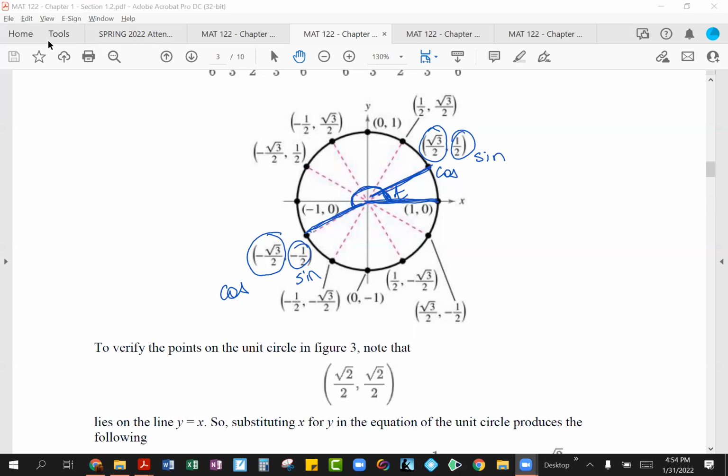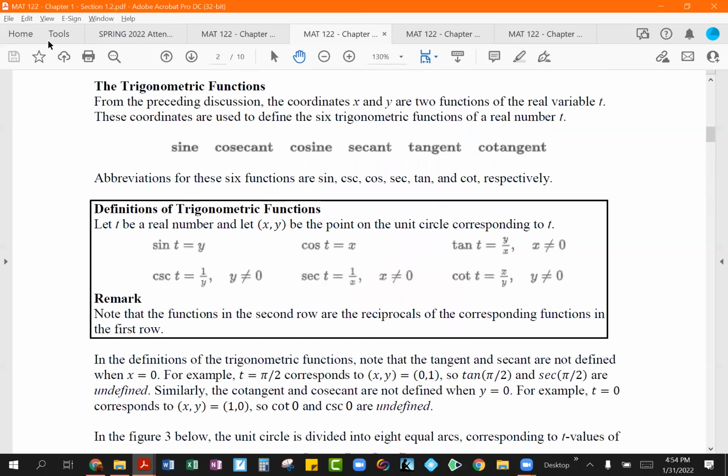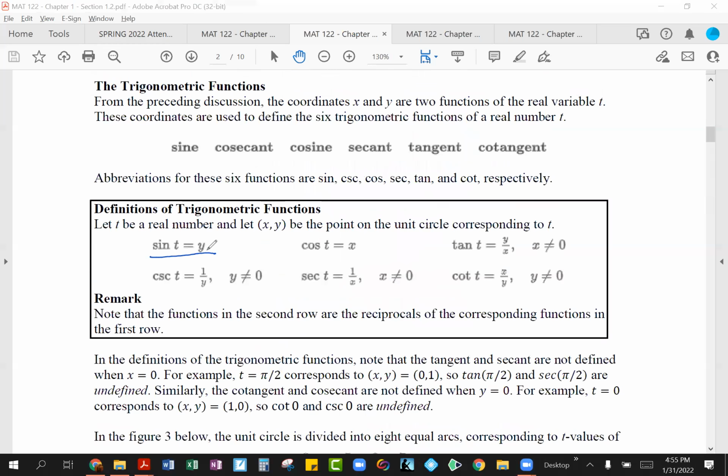And remember what you saw in that little box earlier. We know sine represents the y value. So if you have this ordered pair x and y, y is going to be the sine function and x is going to be the cosine function. If you can first come up with the sine and cosine values, then it's just a matter of using the ratios, y divided by x, x divided by y, or 1 over x and 1 over y, and then you can come up with the remaining 4 functions.